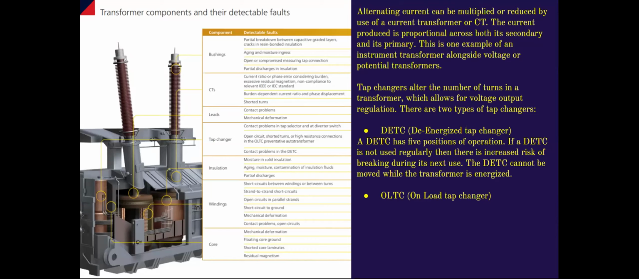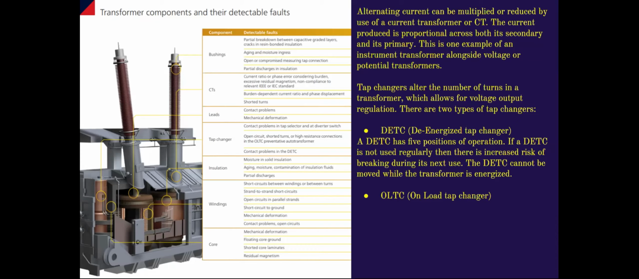And then of course CTs, which we defined over here, are current transformers. The current ratio or phase error, considering burden, excessive residual magnetism, non-compliance to relative IE or IEC standards. So basically, if the current ratio isn't within spec, it's obvious that there's something wrong with the system. It can check to see if some of the turns are shorted. It can see if there's obviously an open, which if you have an open, you're going to know about that long before you end up checking any of these systems.